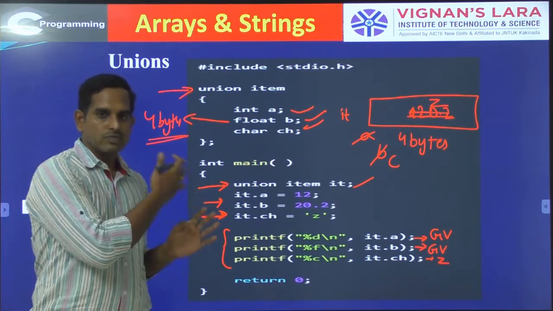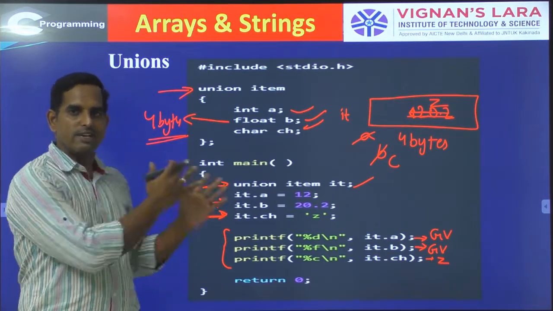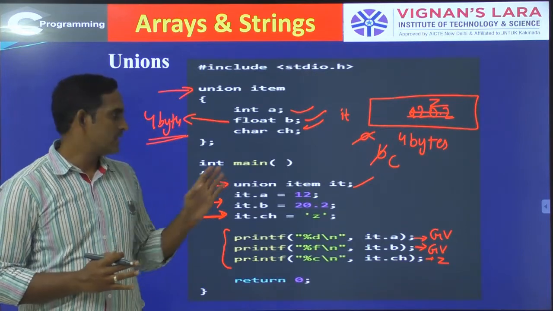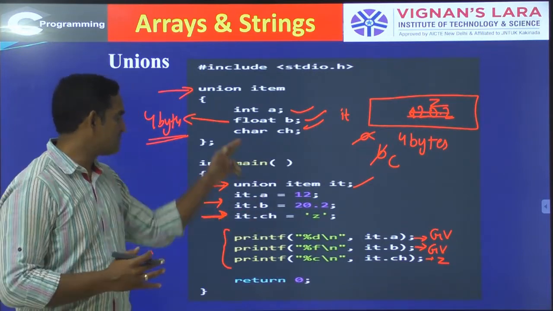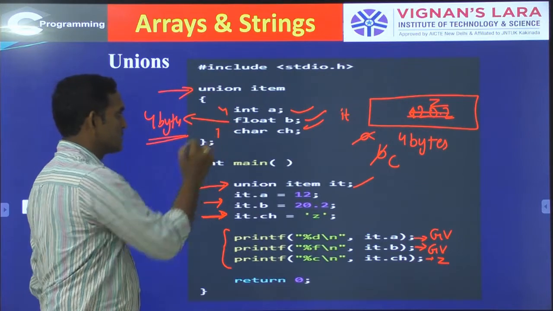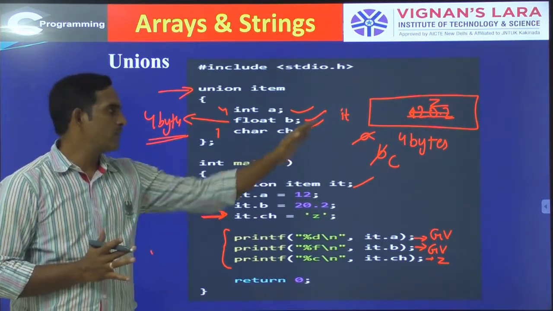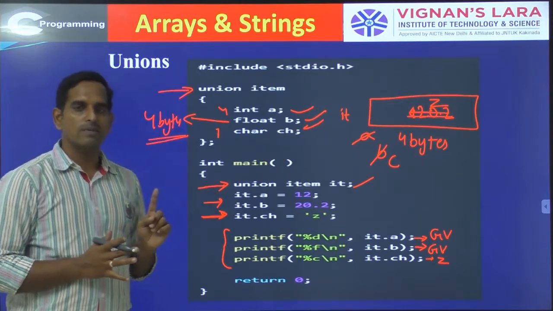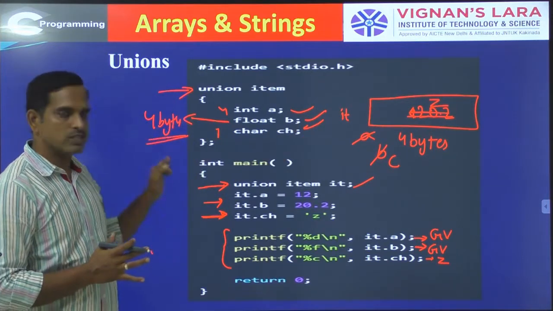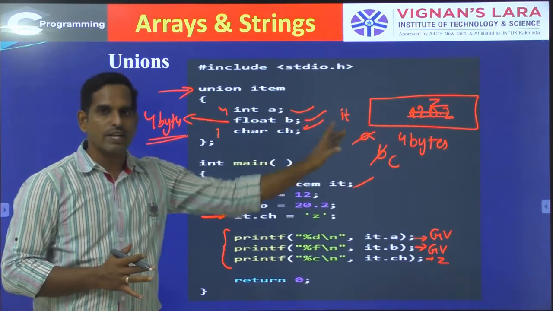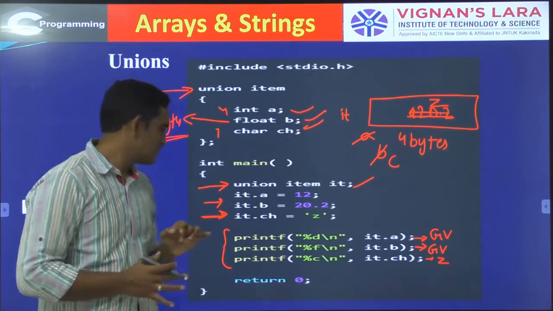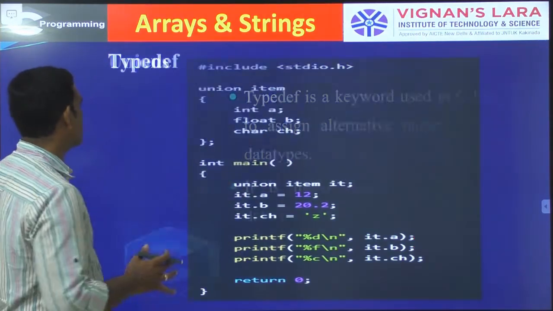So this is regarding the differentiation between your structure and a union. In a structure you will be having the complete 4 bytes and 1 byte separately, so you can access them all the time. But in a union you will be having only one memory, and that memory will be equal to the size of the largest data type, and you can access only one at a time. So this is regarding your unions.